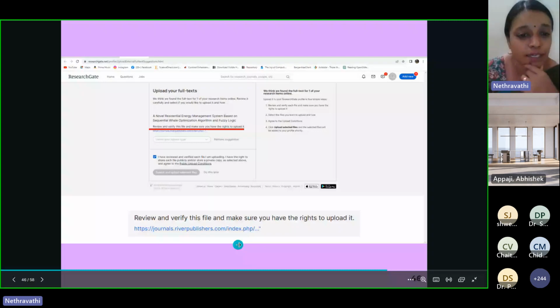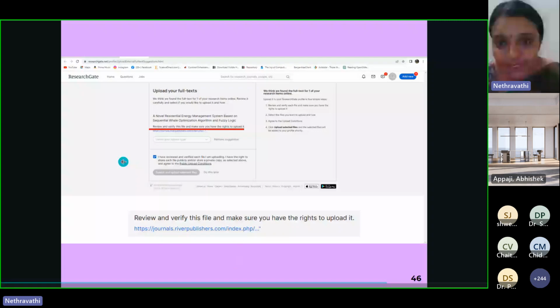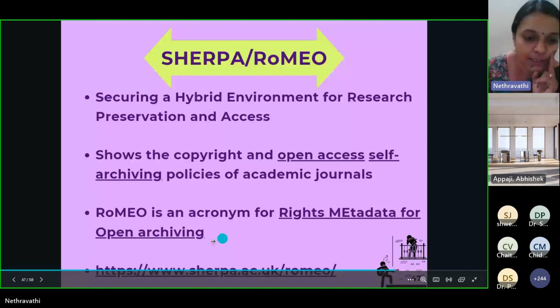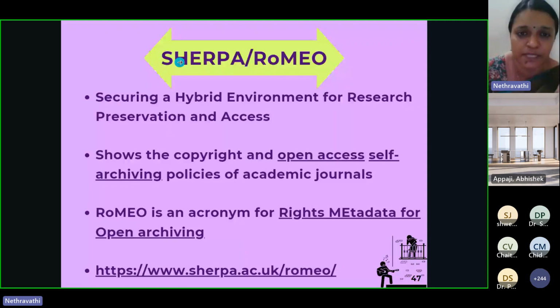For that question we have an answer. The answer is Sherpa Romeo. Of course, it is not the Romeo of Romeo and Juliet of Shakespeare, but Romeo stands for Rights Metadata for Open Archiving. This archive is a part of what is called Sherpa. Sherpa has many services. It's basically a service-oriented website. And of course when Romeo is there, Juliet has to be there. So Juliet is also there, but I'm not going to touch upon Juliet. I'm only going to tell you what this Romeo does.